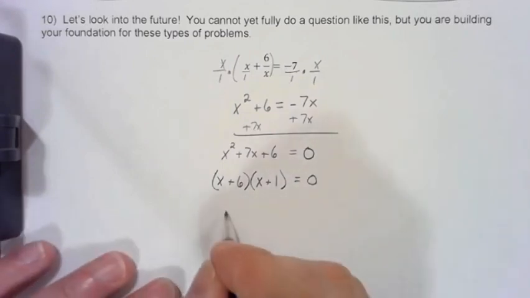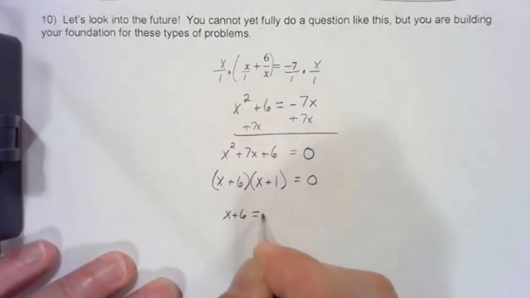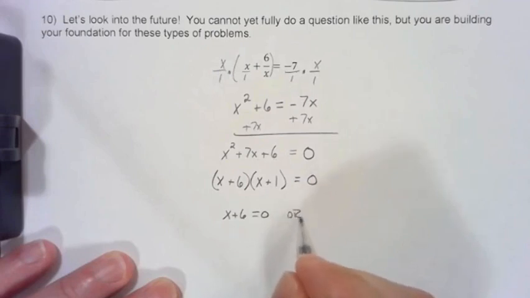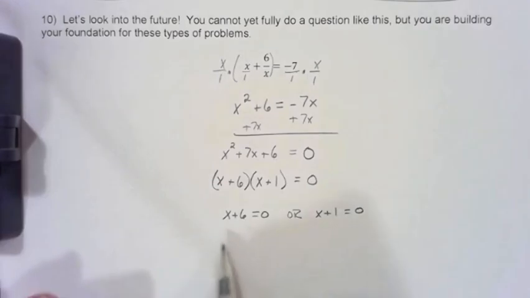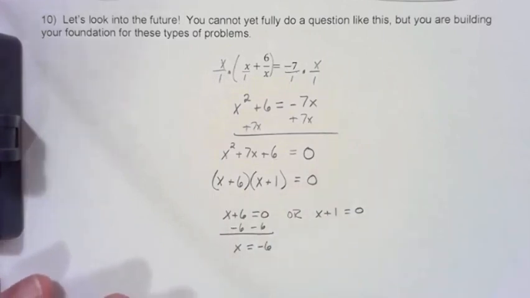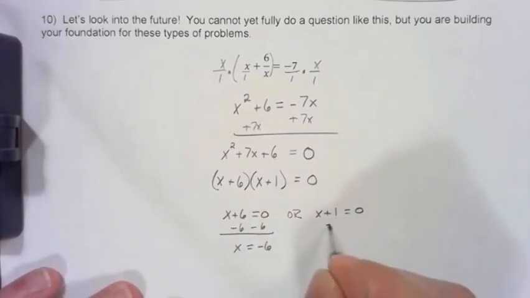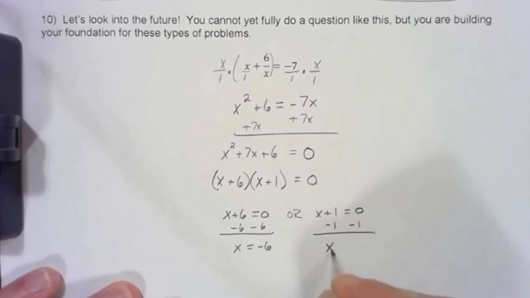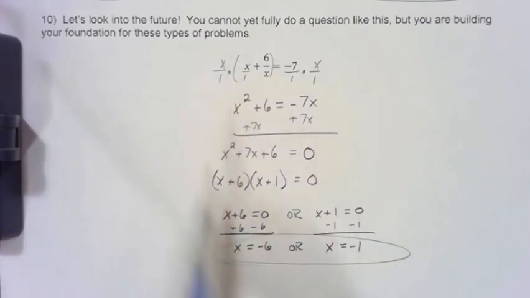Therefore, that means that x plus 6 could be equal to 0, or x plus 1 could be equal to 0. So if x plus 6 equals 0, we would subtract 6 from each side, meaning that x could be equal to negative 6. Or if x plus 1 was equal to 0, we would subtract 1 from each side to get that x could be equal to negative 1. These are the two answers to this equation. X could be equal to negative 6, or x could be equal to negative 1.